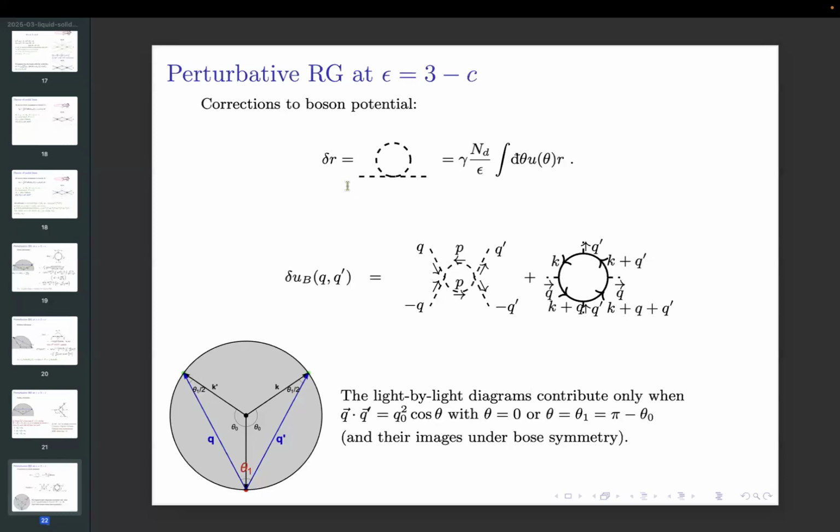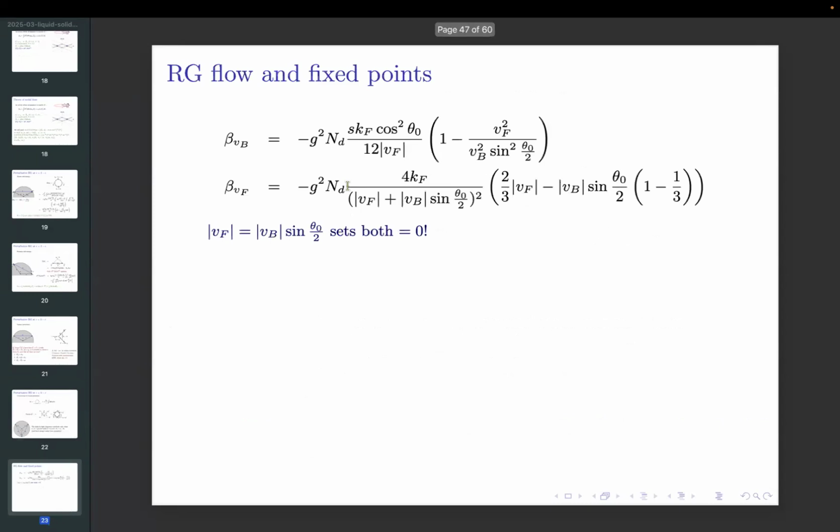The calculation of the running of the 4 fermion interaction, of the 4 boson interaction, it's not so bad. The analog of light by light scattering only contributes when the bosons are at certain angles relative to each other. That's a little bit interesting. And so here are the beta functions for the velocities.